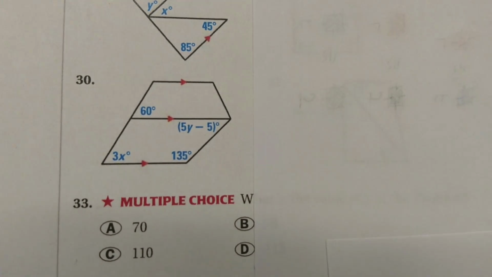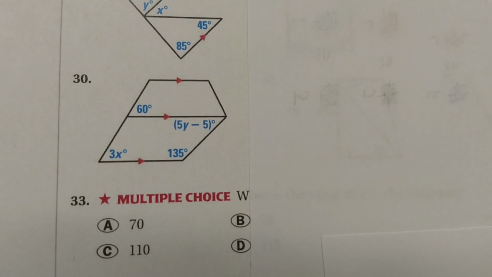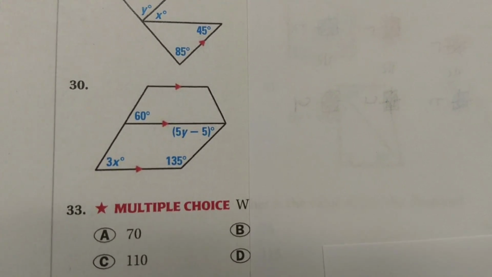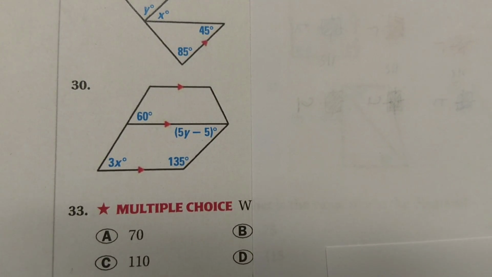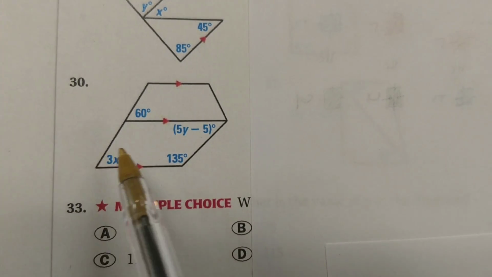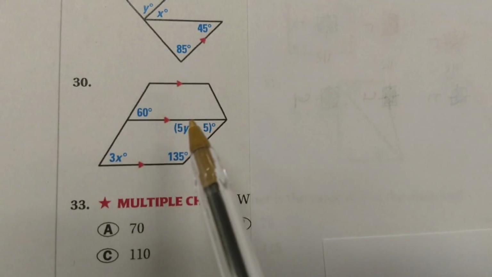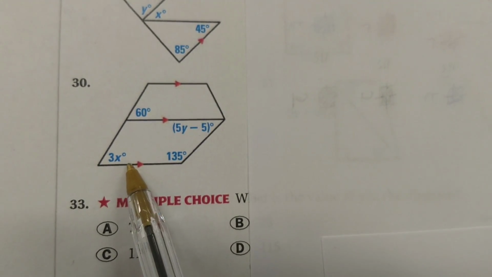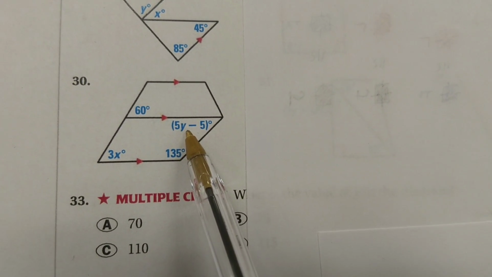In number 30, we're going to see where algebra is once again brought into the mix with these geometric shapes and all the different angle relationships that we've been talking about. And you see the diagram here that's got a couple of parallel lines that are running horizontally through it. And we're trying to figure out what x is and what y is.